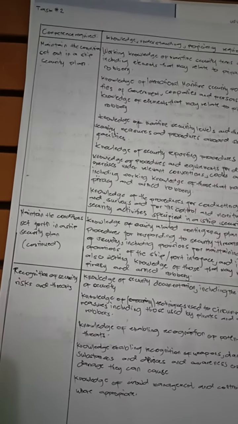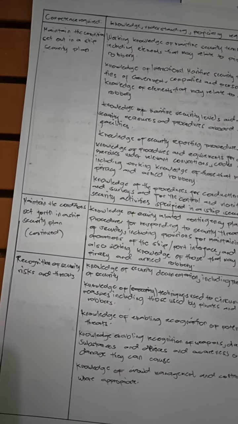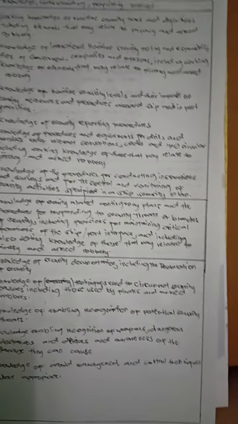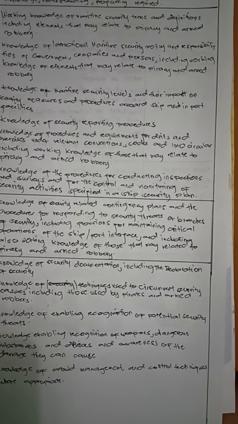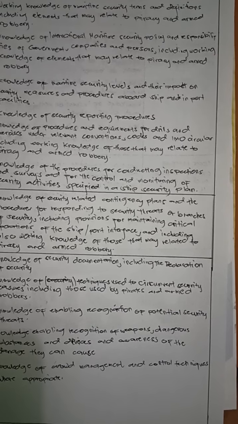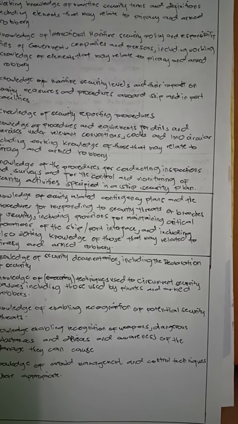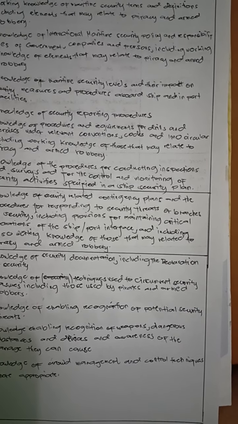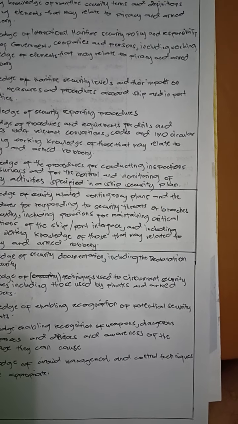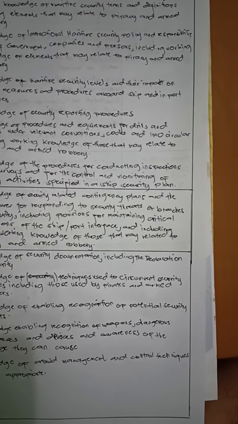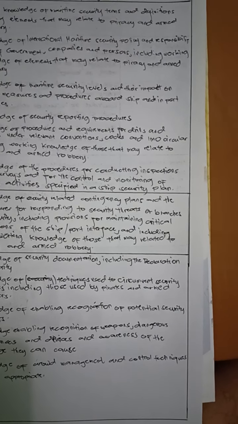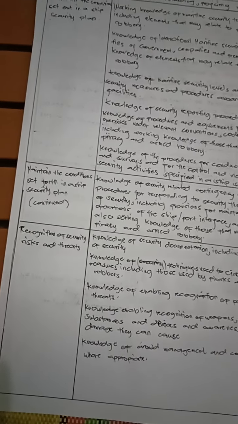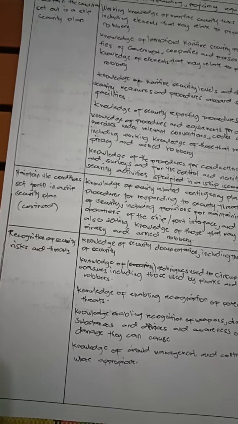Next, we have the maintain conditions set forth in a ship security plan, continued. So, we have here knowledge of security-related contingency plans and the procedures for responding to security threats or breaches of security, including the provisions for maintaining critical operations of the ship-port interface, and including also working knowledge of those that may relate to piracy and armed robbery. We have here the recognition of security risks and threats.